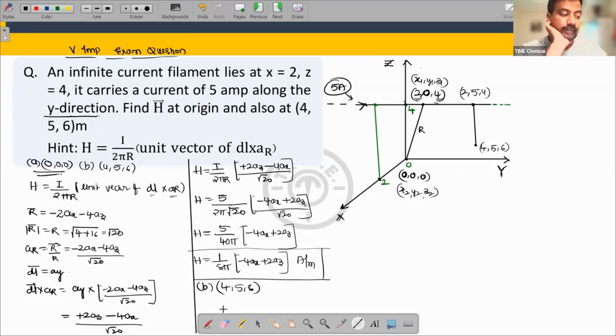So this will become x1 y1 z1. This will become x2 y2 z2. Okay. Now once I determine this point, the problem will be easy. Those who have not started doing it, do it from this point. Okay.